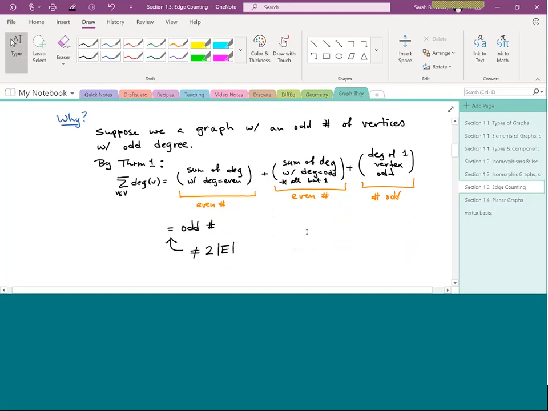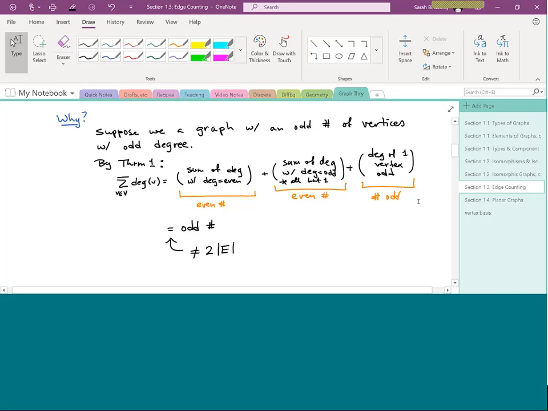Now, what was our starting assumption? Our starting assumption was that we had an odd number of vertices with odd degree, and then we got to a place where we weren't allowed to get, so that means our assumption up here was wrong, which means we have to have an even number of vertices with odd degree. So this is saying why it couldn't ever not have the condition you're supposed to.